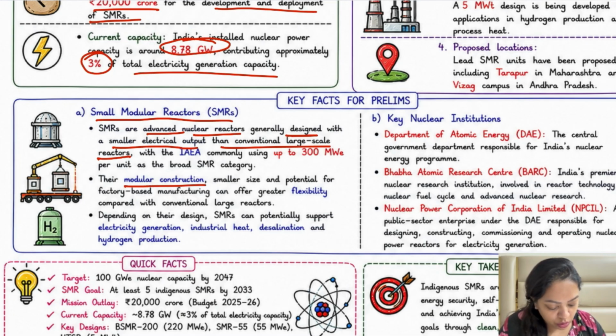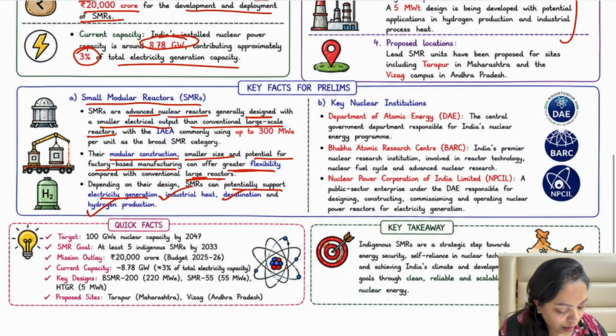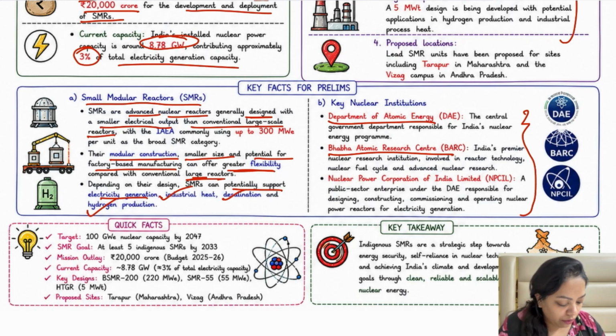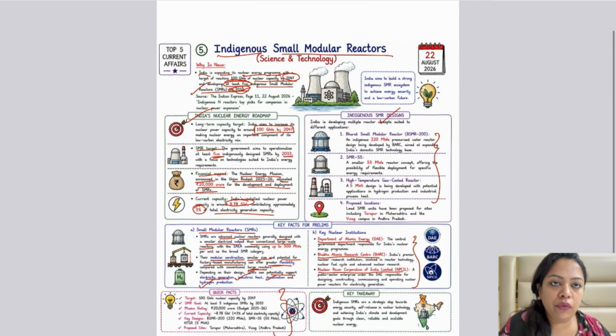Their modular construction, small size and potential for factory-based manufacturing offers greater flexibility compared to the large ones. Right? Depending on their design, it can support electricity generation, industrial heat, desalination, and hydrogen production. So this becomes important. Then we have some key nuclear institutions: Department of Atomic Energy, Bhabha Atomic Research Center, and Nuclear Power Corporation of India Limited. Some key facts have been given. Give it a reading. And these were the top 5 most important news articles for the day.